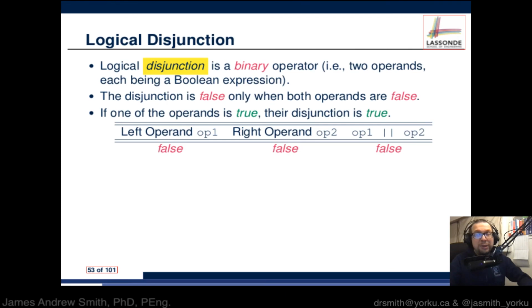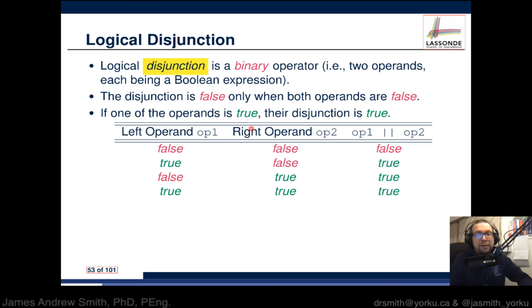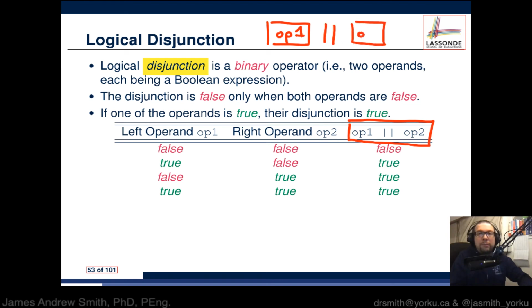So here's an example, or here's the table. Okay, so what we have here is operand 1 ORed with operand 2. So if we've got op1, logical OR, op2, and on the left we have a Boolean value that is false, and on the right we have a Boolean value that is false, then what we end up having is a false combination through the OR.